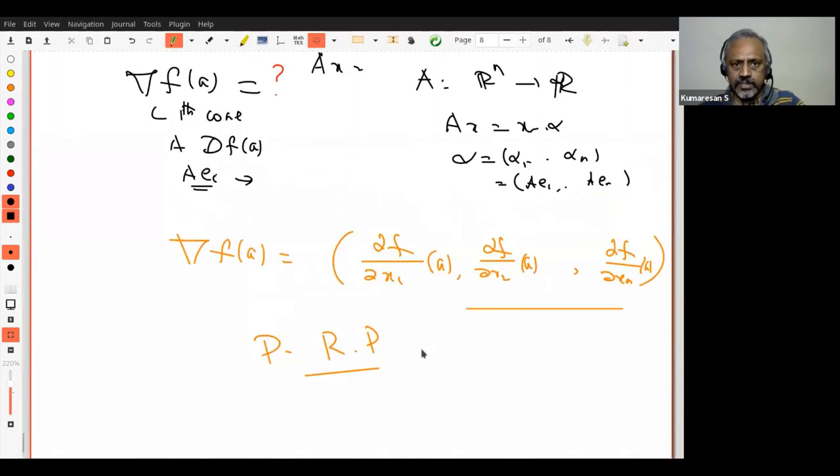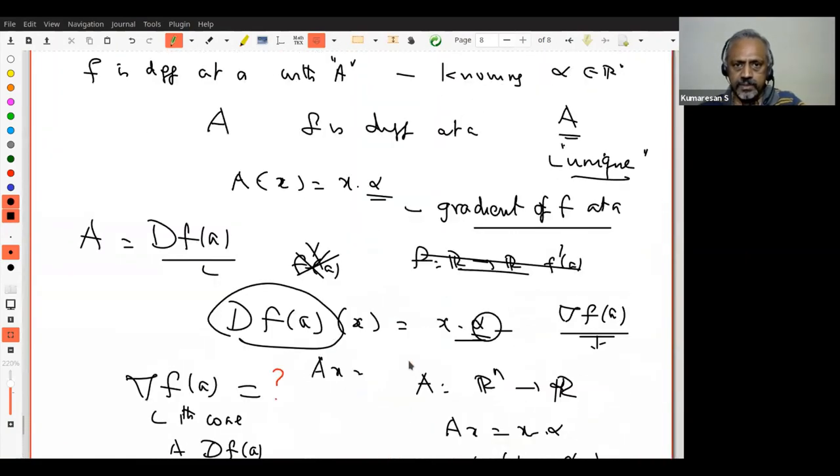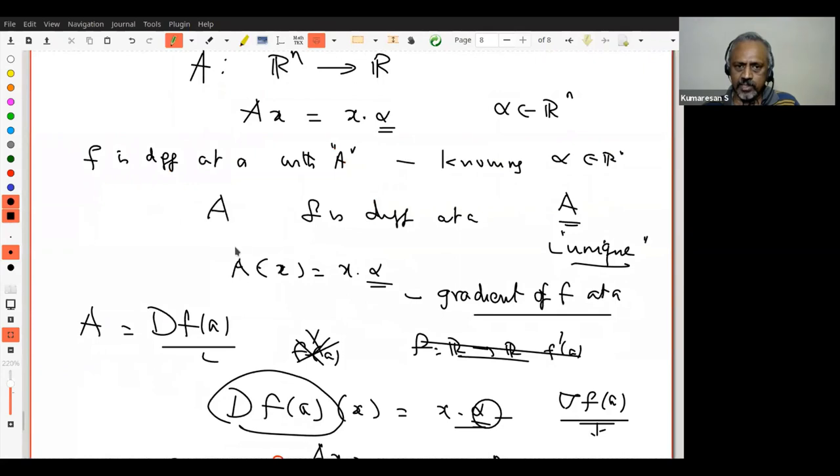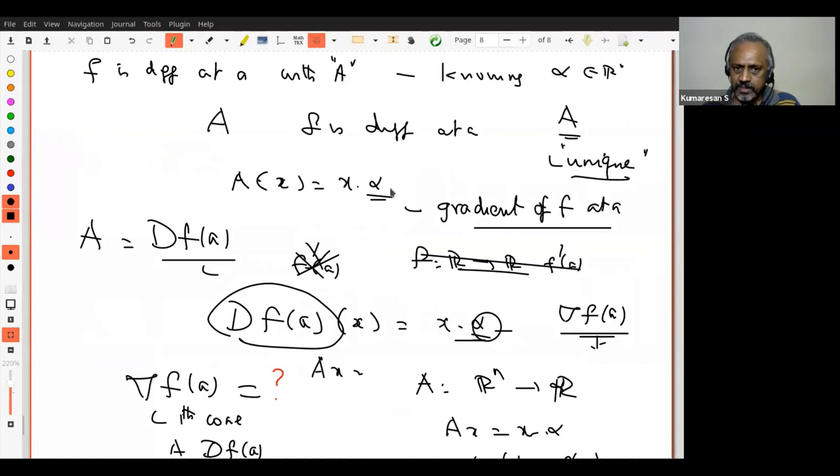Go slow. I will just show this. So A is a linear map. Then we know Ax is x dot alpha. And I also know what alpha is, right? Now suppose f is differentiable with derivative capital A, that's a linear map, right? Then I know Ax equals x dot alpha for some unique vector alpha.